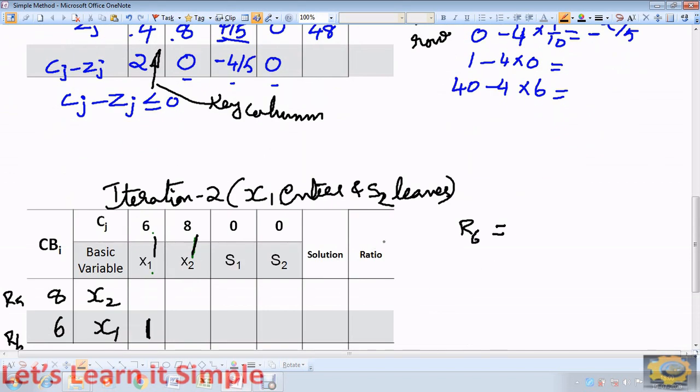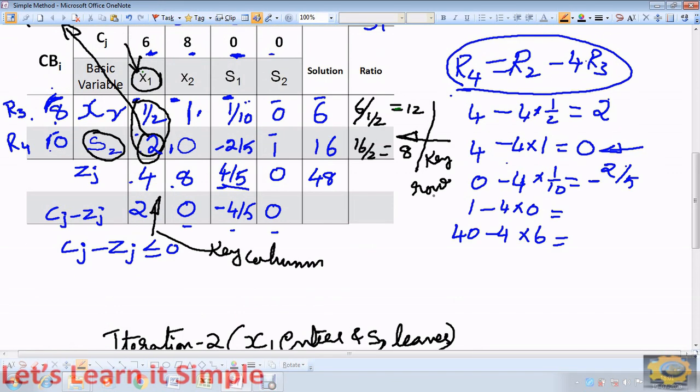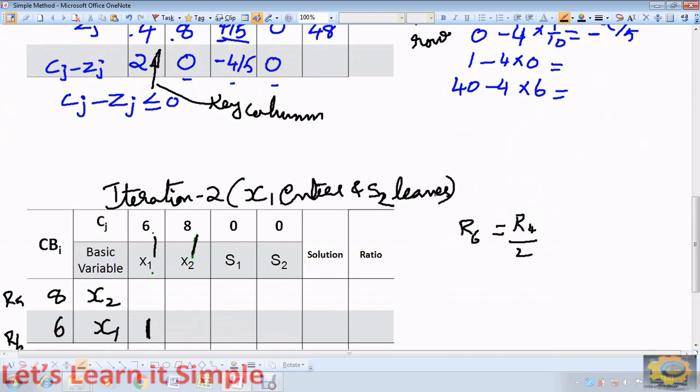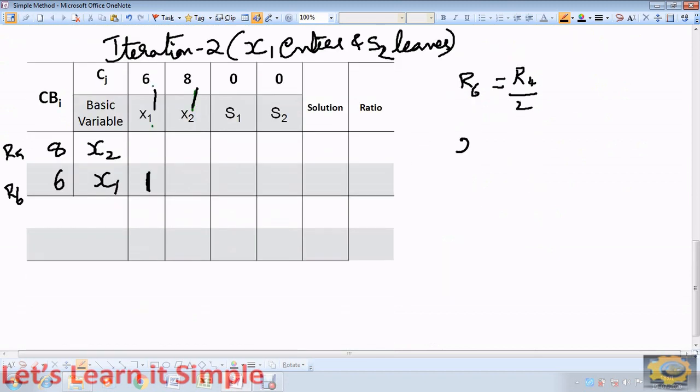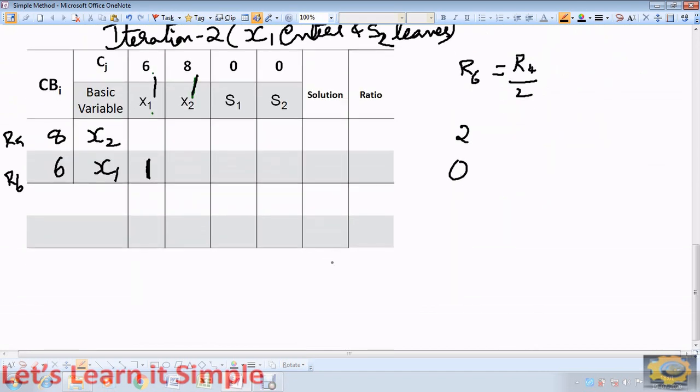So row 6 can be computed like this. That is row 4 by 2. So the original values of row 4 are, you can observe, 2, 0, minus 2 by 5, 1 and 16. So what we need to do? We need to divide each by 2.